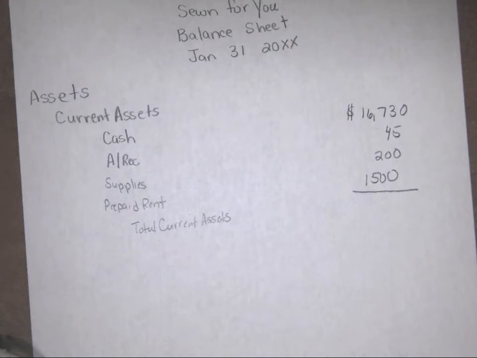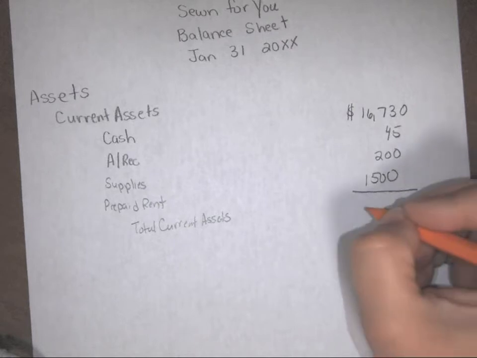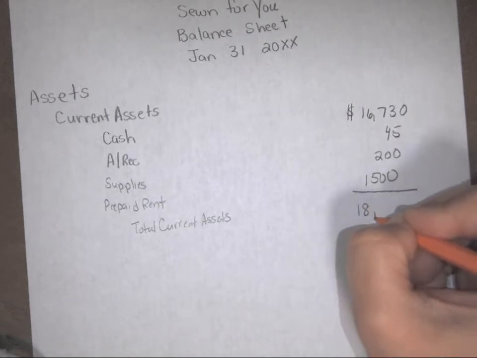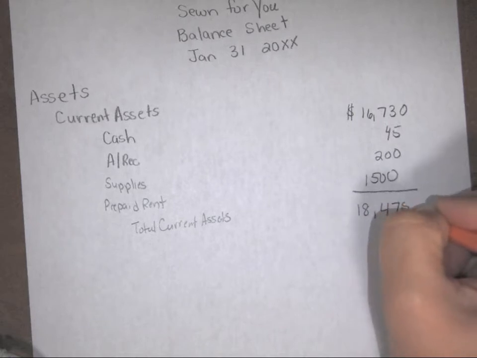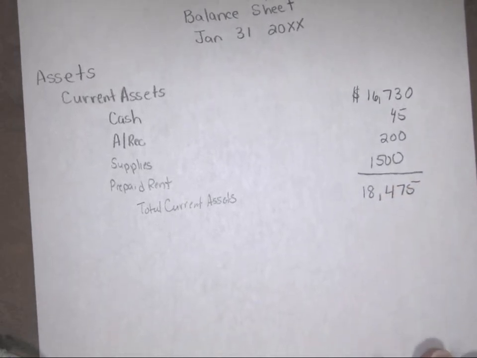So when I add these particular numbers together, let's see, I'm at 16,730 plus 45 plus 200 plus 1,500. It's going to give me 18,475, and that's my total for current assets.